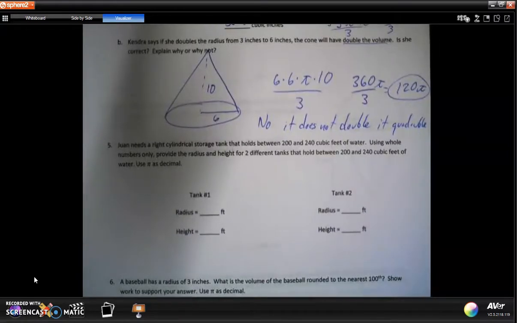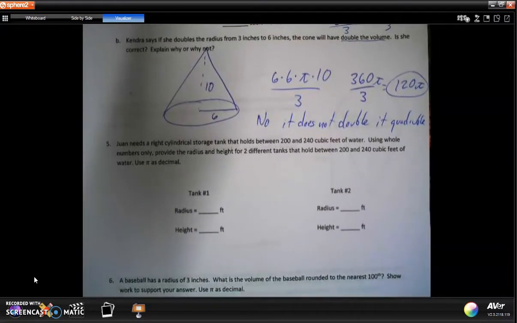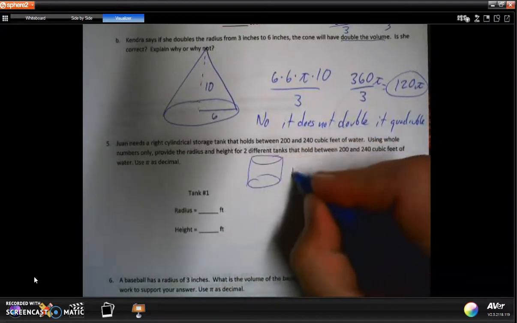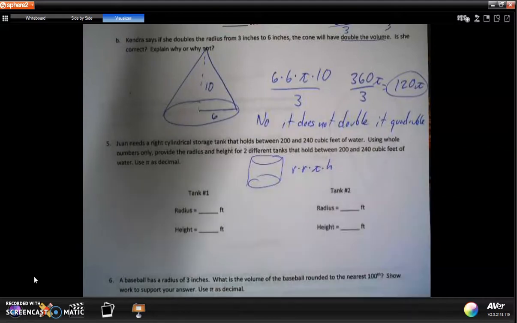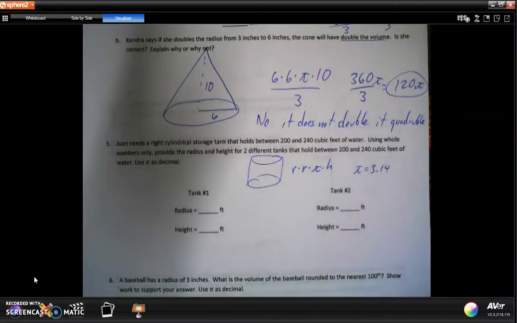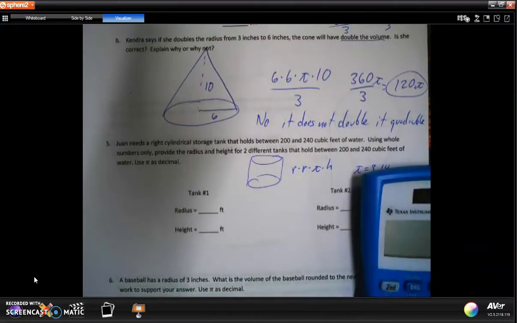Juan needs a right cylindrical storage tank that holds between 200 and 240 cubic feet of water. Using whole numbers only, provide the radius and height of two different tanks that hold between 200 and 240. So we're talking cylinder tanks. Radius times radius times pi times height. So I need to make up a radius and a height that, if I do the math, will equal 200 to 240 cubic feet. I'm going to use pi as 3.14. So I'm just going to make up some numbers. Let's try a radius of 7.